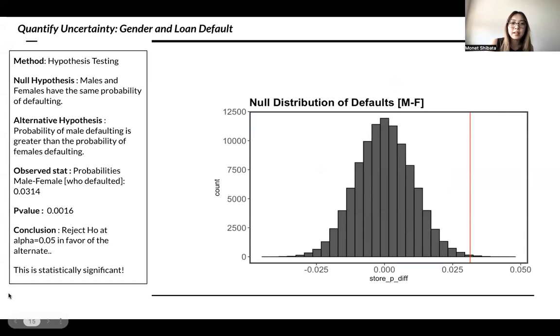And then to quantify the uncertainty, we used hypothesis testing. Looking at the null distribution of the defaults, you can see that the observed statistic for the probabilities of male and female who defaulted is 0.03. And then the p-value was less than 0.05. So we concluded that we can reject the null hypothesis and conclude that this data is in favor of the probability of male defaulting being greater than the probability of females defaulting.